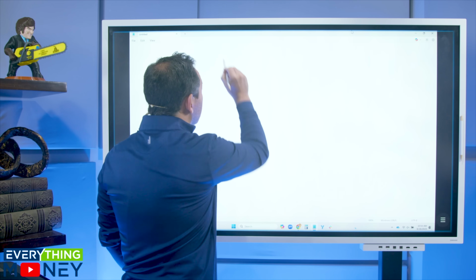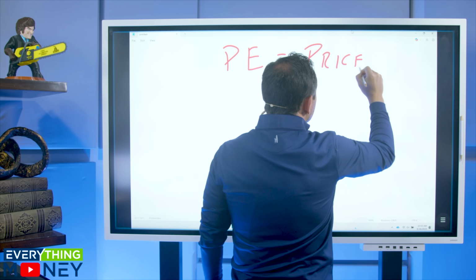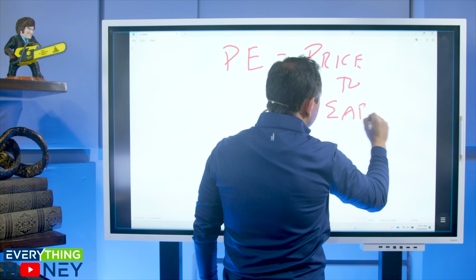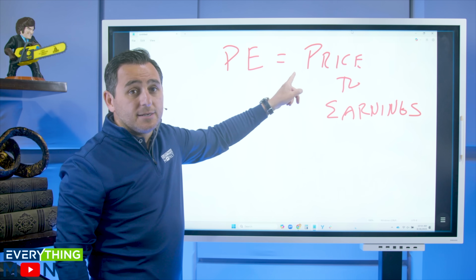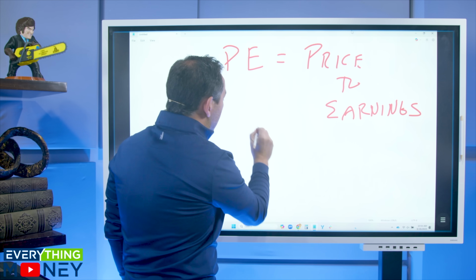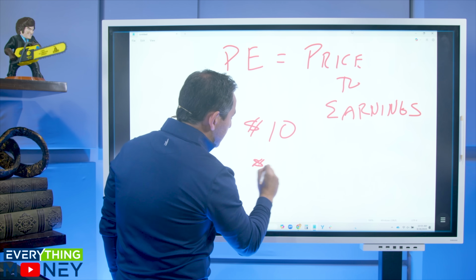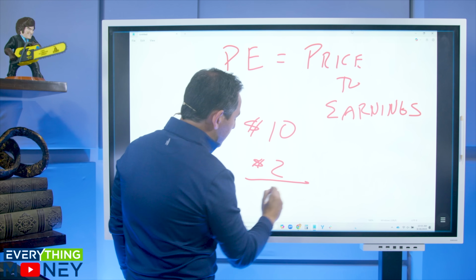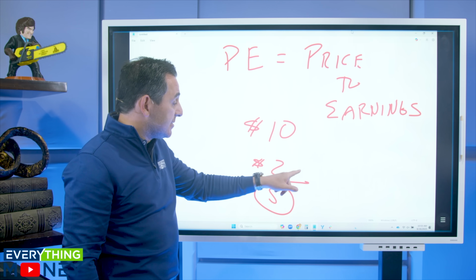Well, guys, it's very simple. PE equals price to earnings ratio. Now, what this means is the price of the company divided by the earnings of the company. So as an example, let's say to buy a company would cost you $10 per share, and the company makes $2 in earnings. The PE ratio is 5. Very simple. Price divided by earnings.